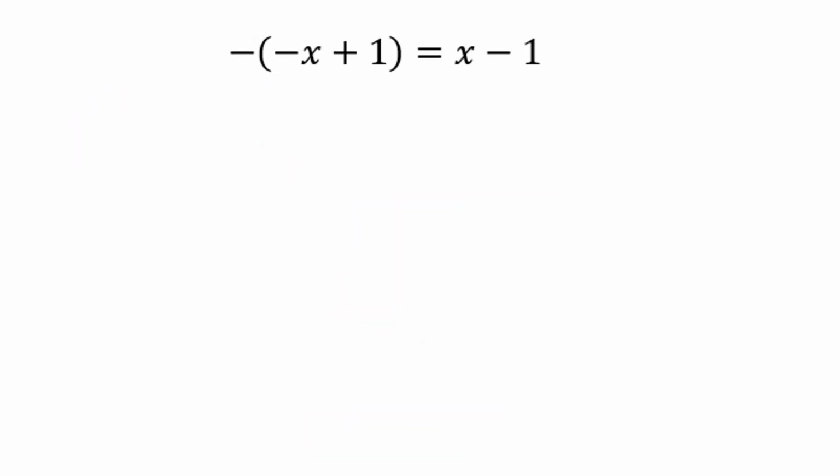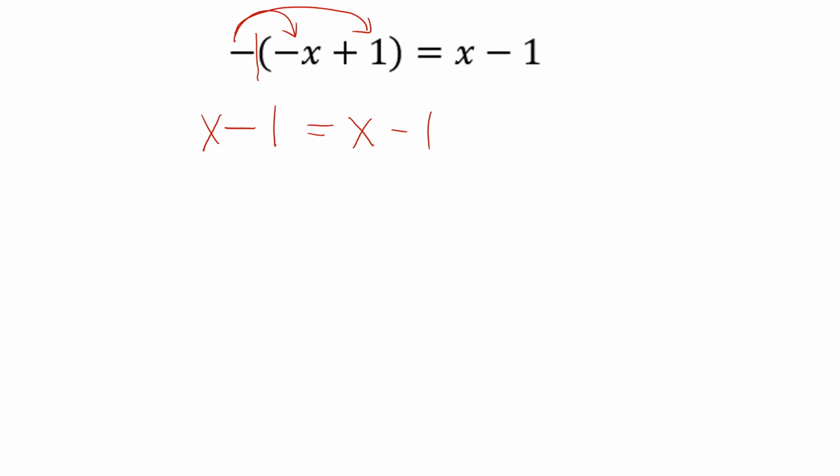This problem, you do have parentheses, so you are using your distributive property. Remember, a negative being distributed is the same as negative 1. So we're going to distribute that. Negative 1 times a negative x would be a positive x. Negative 1 times a positive 1 is negative 1. Then we have x minus 1 on the other side.